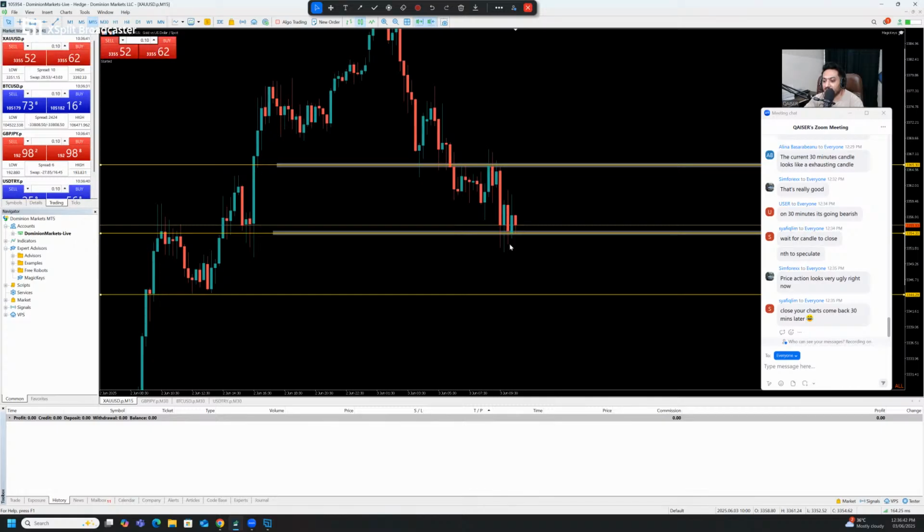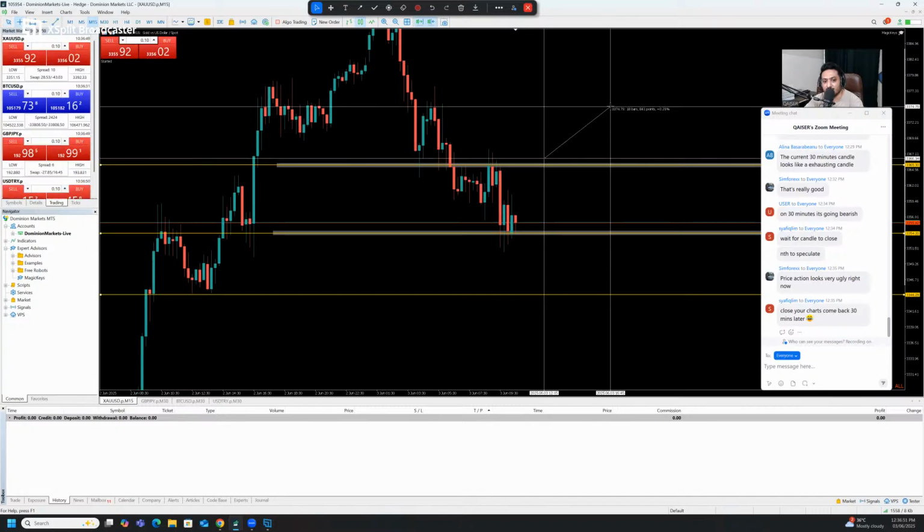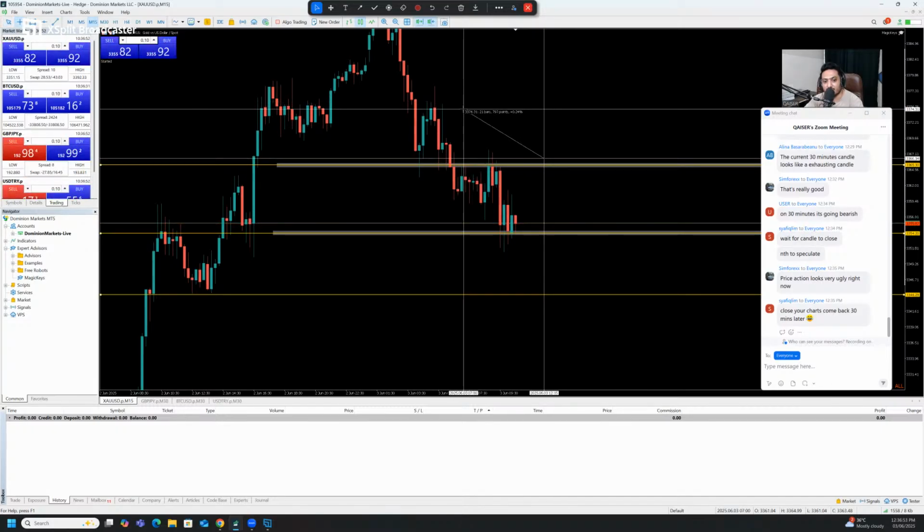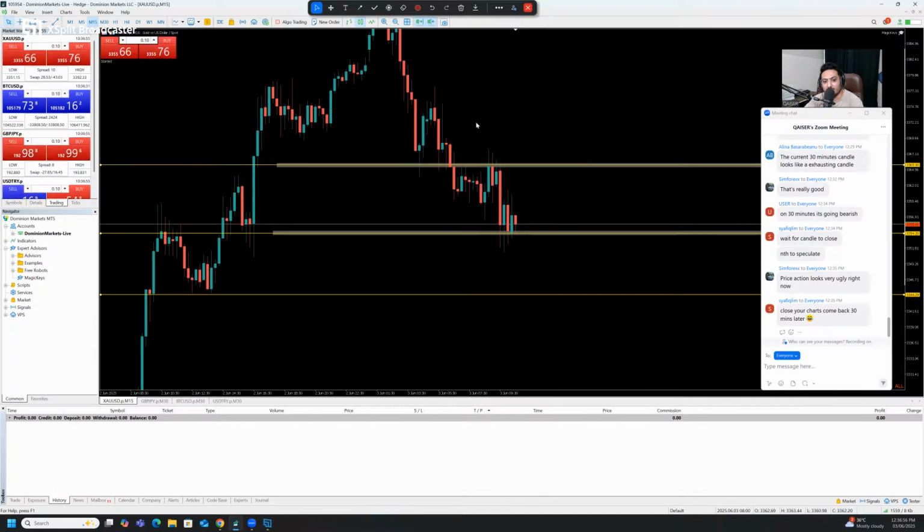Okay, 3365 level. This one, yes, if we break above this resistance, we have this range on the left hand side, but still we need a volume here to go through this whole rejection on the left hand side. That makes sense.